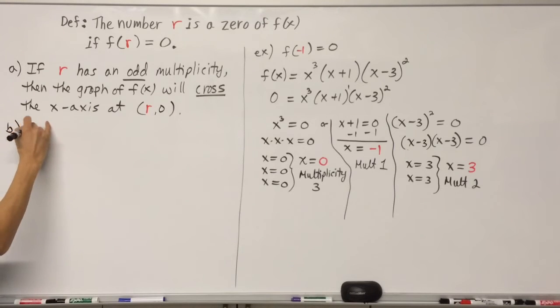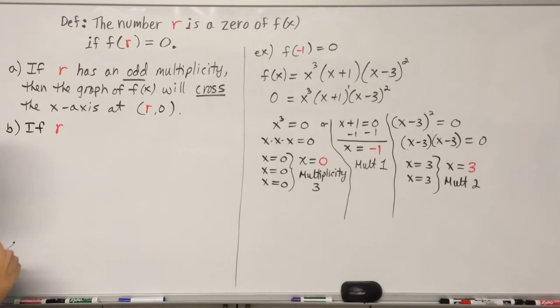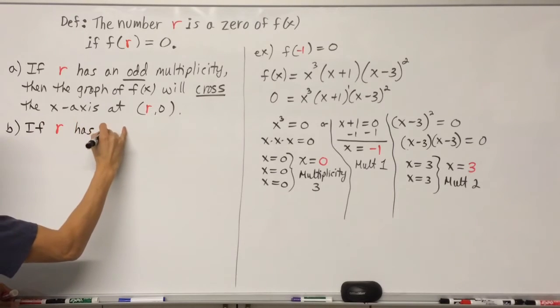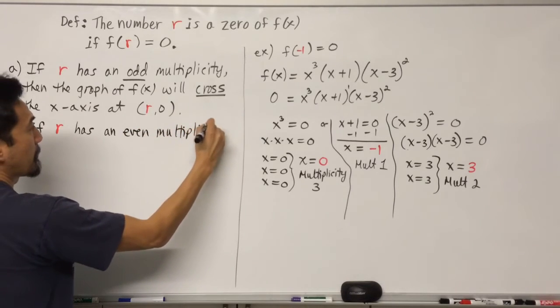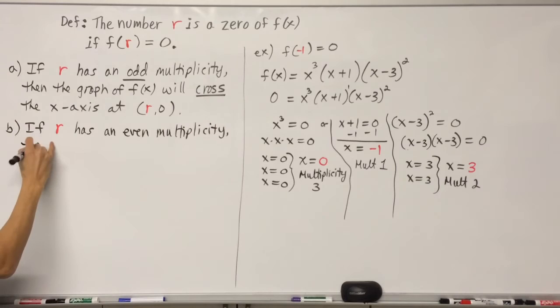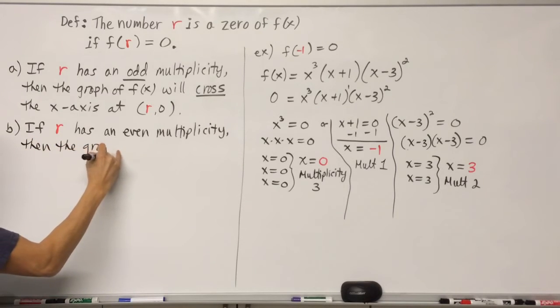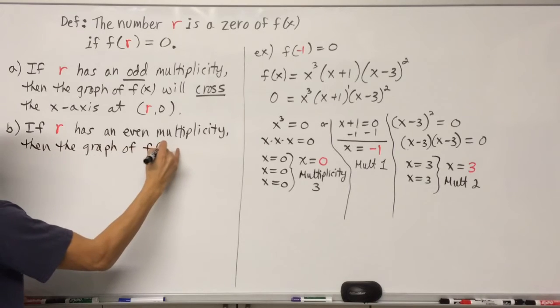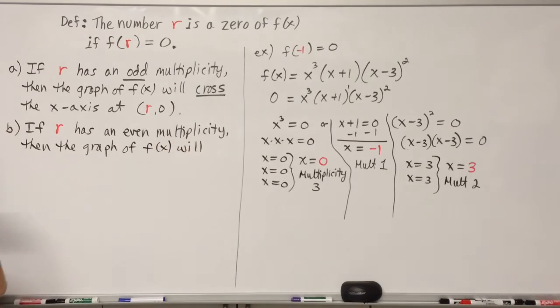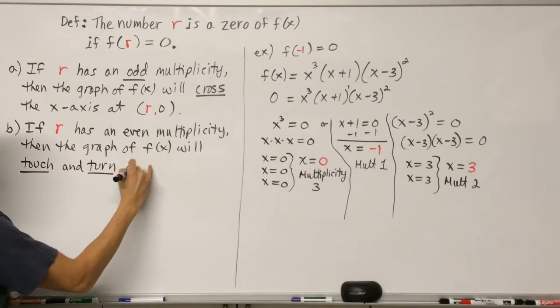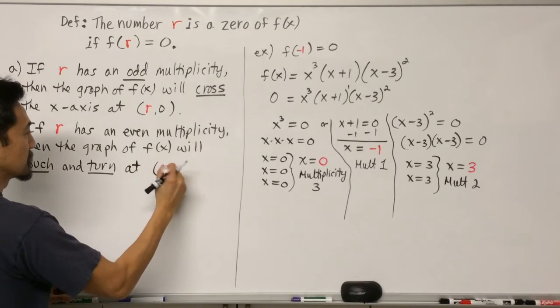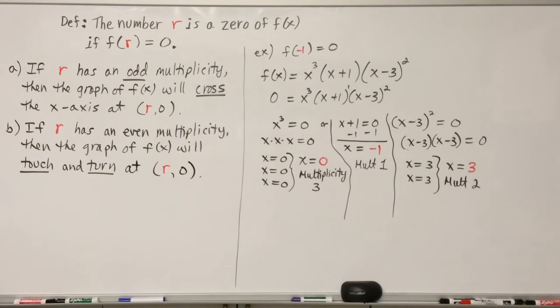And if r, which is our 0, has an even multiplicity, then the graph of f will, do you remember what the other situation was? That's right, it will touch and turn at the intercept r, 0.